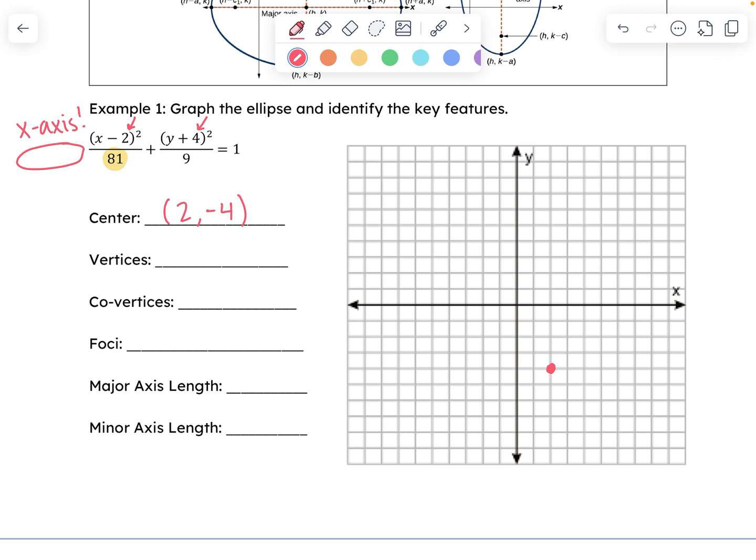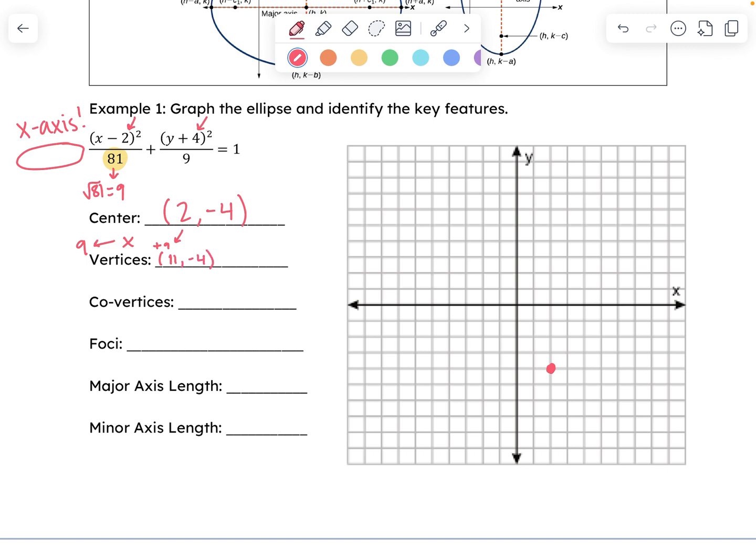Then, to find my vertices, I'm going to use that 81. The square root of 81 is 9, so that's what I'm going to use for my vertices. And we already talked about how it's parallel to the x-axis, so that 9 is going to go with the x coordinate of my center. So I'm going to do 2 plus 9 and 2 minus 9. If I do plus 9 right here, 2 plus 9 is going to get me 11, negative 4.